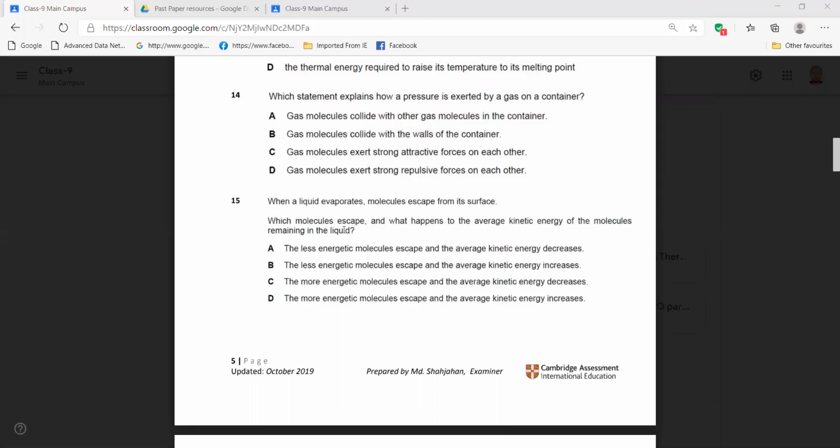Okay, the molecules presently in the liquid. So you thought it was the ones that are escaping, right? That's why you made the mistake. That's why I suggest you all read the question carefully. So our answer is C, right?